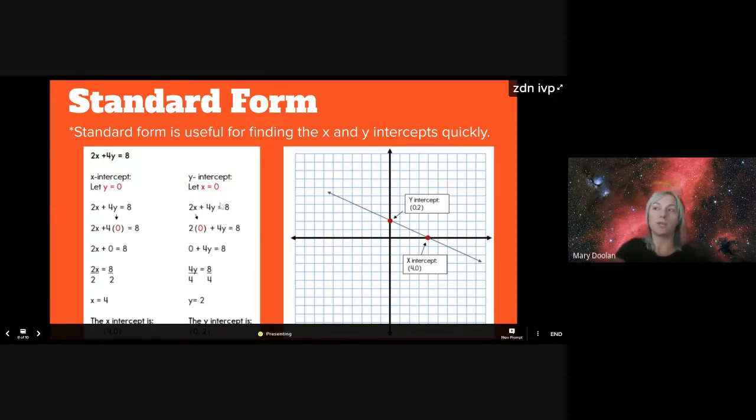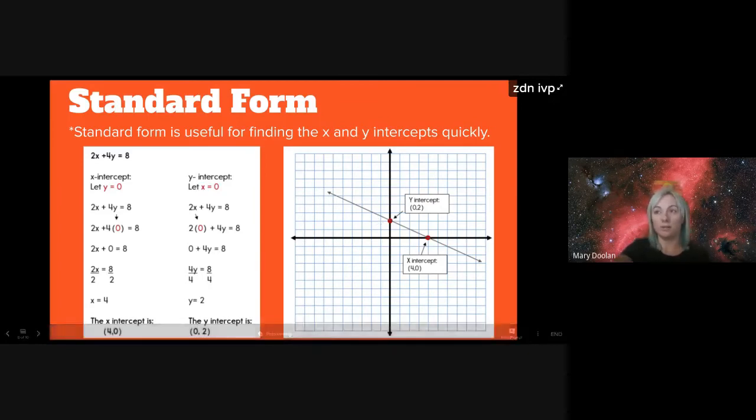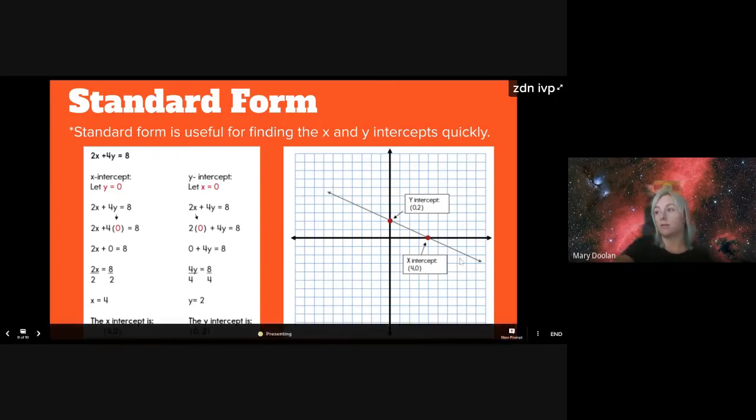It's gone. So then what you're trying to solve in your mind is 4y equals 8. And then divide both sides by 4, and y is 2. So here's my other intercept. The y-intercept is at the point (0, 2). Once you have 2 points on a graph, you can draw a line. All right? So this is one way to use standard form to graph, is to figure out the x and y intercept. That's the quickest way to do it.